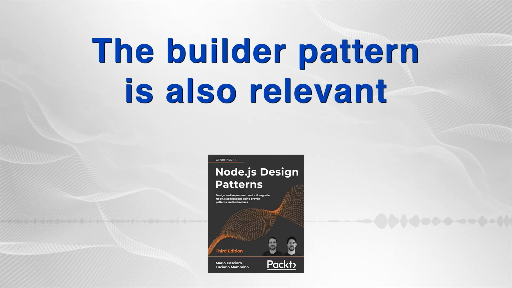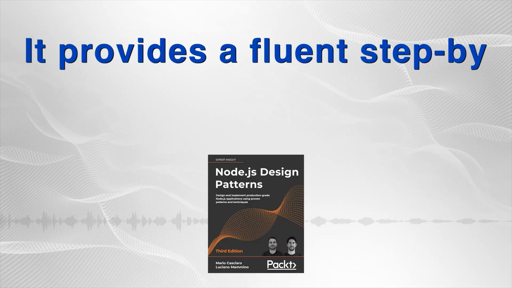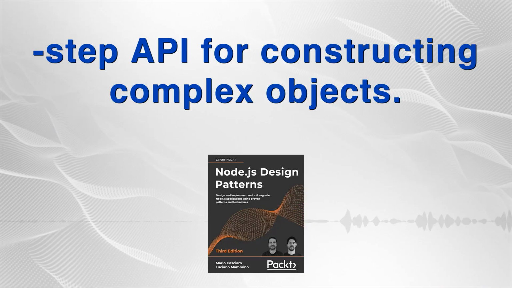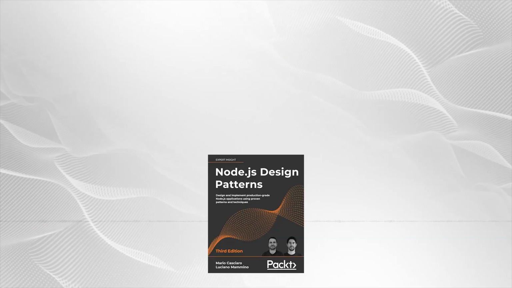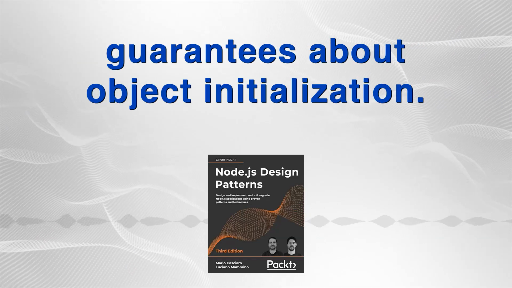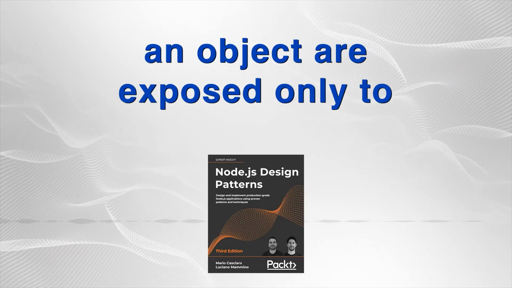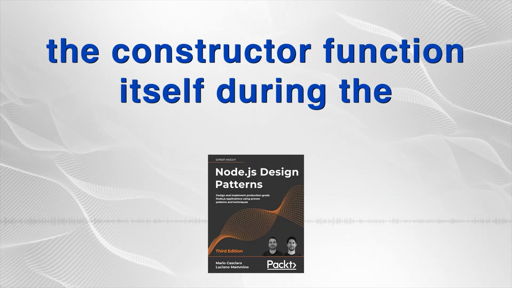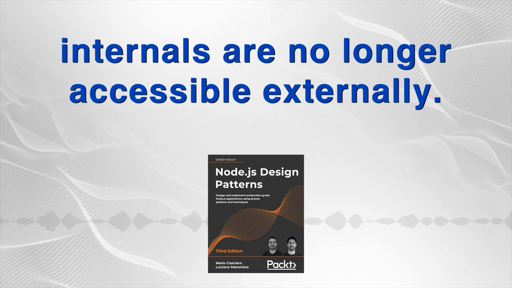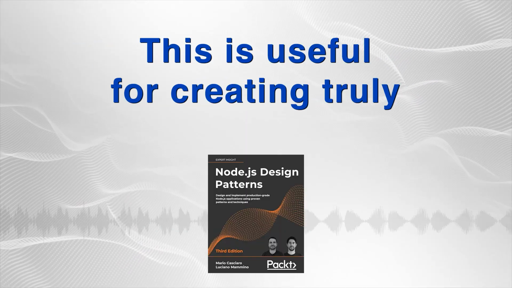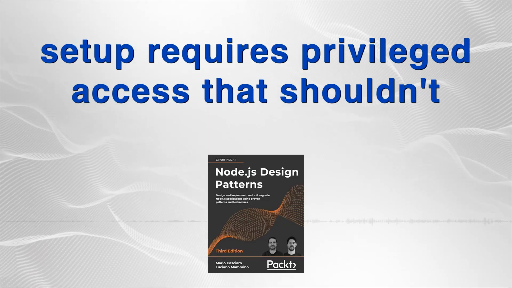The builder pattern is also relevant when you have objects with many configuration options or parameters. It provides a fluent, step-by-step API for constructing complex objects. The revealing constructor pattern sounds particularly interesting in a JavaScript context. It is. It leverages closures to provide stronger guarantees about object initialization. Certain sensitive properties or methods of an object are exposed only to the constructor function itself during the creation phase. Once the object is constructed, these internals are no longer accessible externally.